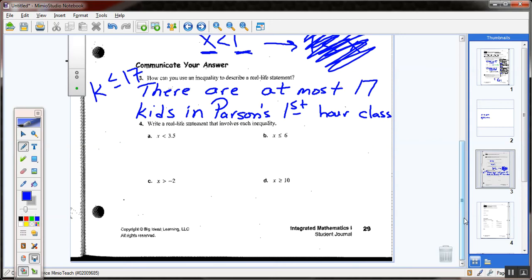All right, write a real life statement that involves the inequality. It's pretty easy to do. I could say, how many of you are in a standards-based grading class? Anybody in there, standards-based grading? Is science standards-based grading like a 4-point scale instead of percentages like in here? Okay, apparently you don't know yet. Won't talk about it. Let's just worry about this right here.